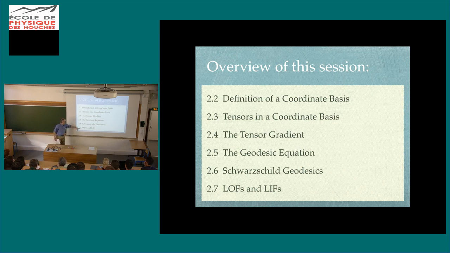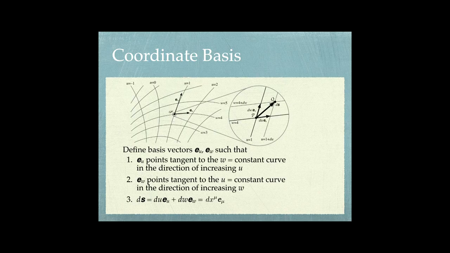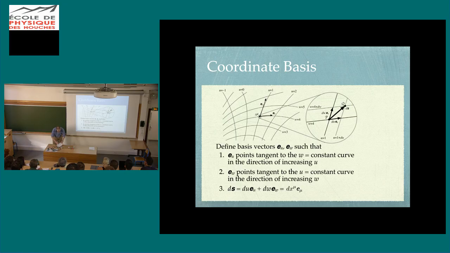And then I'm going to talk about lofts and lifts: locally orthogonal frames and locally inertial frames, which turn out to be very important ideas for connecting the abstract equations of general relativity to physical reality. So, all right, let's begin by talking about coordinate basis.